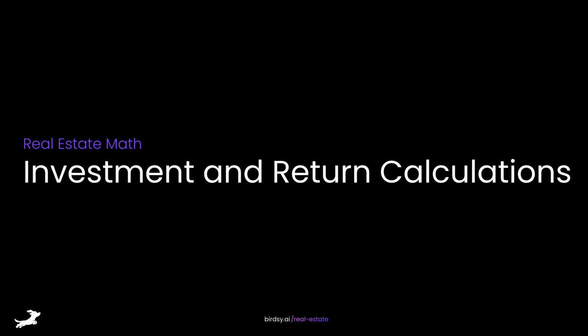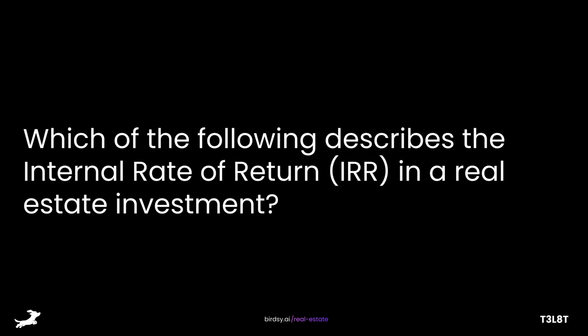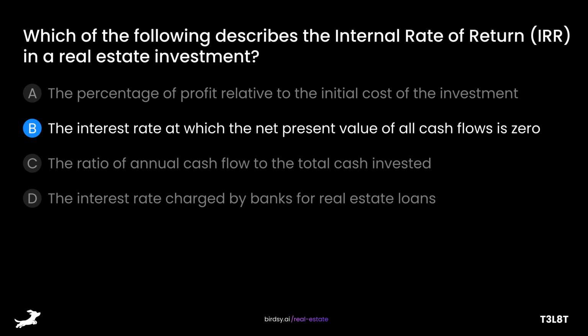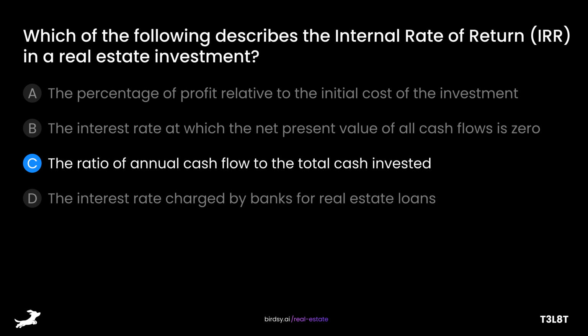Investment and return calculations. Which of the following describes the internal rate of return, IRR, in a real estate investment? Is it A, the percentage of profit relative to the initial cost of the investment? B, the interest rate at which the net present value of all cash flows is 0? C, the ratio of annual cash flow to the total cash invested? Or D, the interest rate charged by banks for real estate loans?